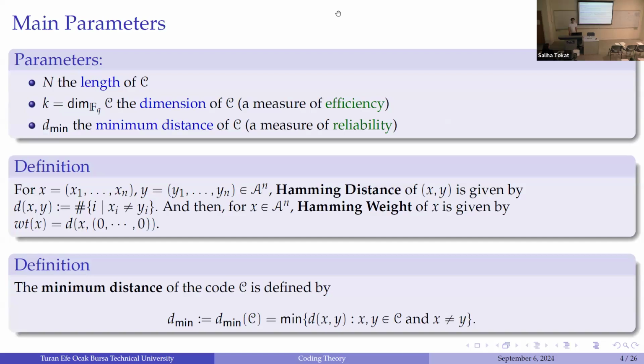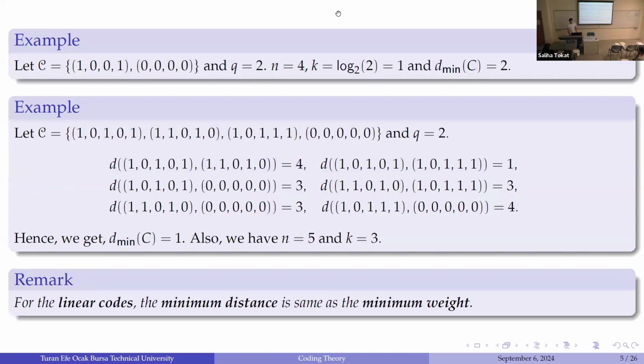Now I'm going to talk about the main parameters. Length of the code, dimension, and minimum distance are our main parameters. Dimension measures efficiency, and minimum distance measures reliability. I talked about minimum distance, but now I give the definition of the Hamming distance. Let's take two code words x and y. The number of different entries of x and y is called the Hamming distance, and the number of entries not equal to 0 is the Hamming weight function. In a linear code, the minimum distance, the Hamming minimum distance, is the same as the minimum weight.